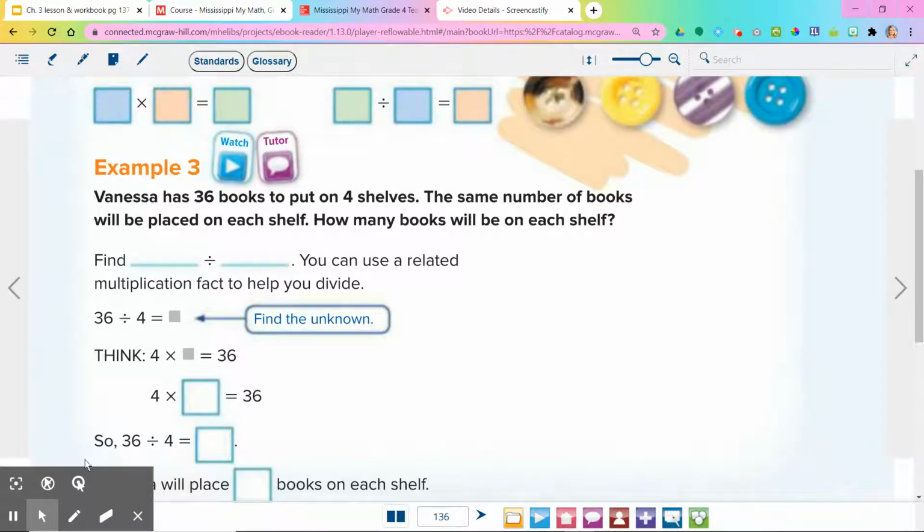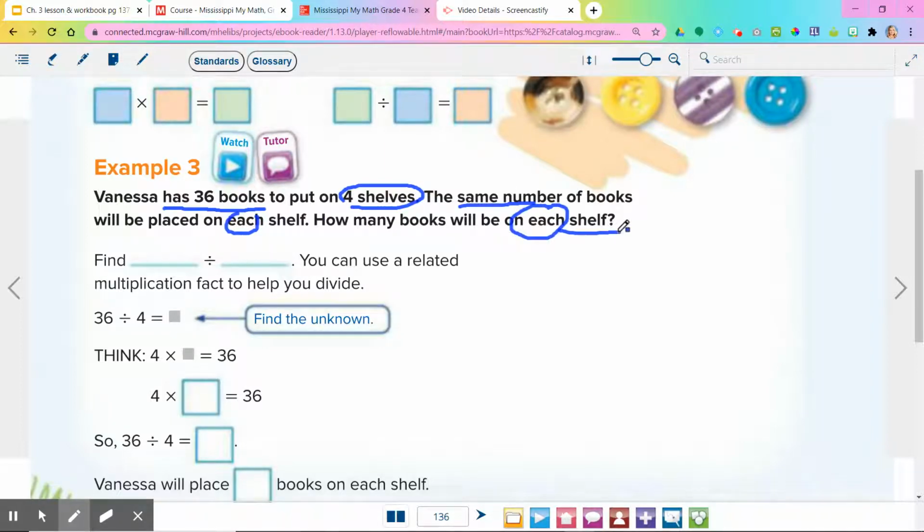Okay, so Vanessa has 36 books. So we know Vanessa's total. She has 36 books to put on 4 shelves. The same number of books will be placed on each shelf. How many books will be on each shelf? So again, we see that word each, which is signaling that we're probably going to have to multiply or divide. Now think about this. We know Vanessa's total. We know that she's taking 36 books and she's putting them on 4 shelves.